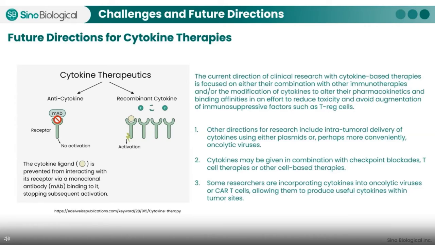Current trends in the development of cancer immunotherapy indicate that cytokines may find their greatest role in therapy when administered in combination with other agents, such as immune checkpoint inhibitors, oncolytic viruses, or as a component of DC-based and tumor cell-based vaccines. Some researchers are also incorporating cytokines into oncolytic viruses or CAR T cells, allowing them to produce useful cytokines within the tumor sites.